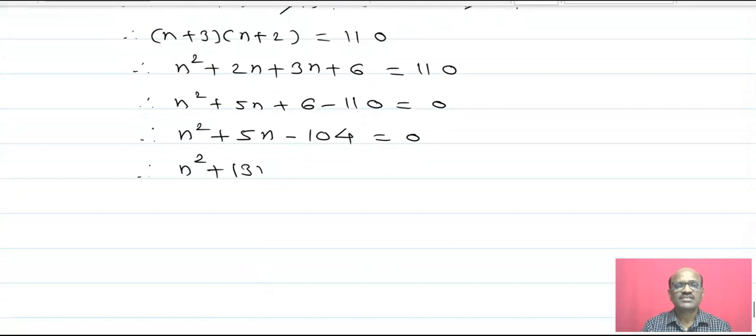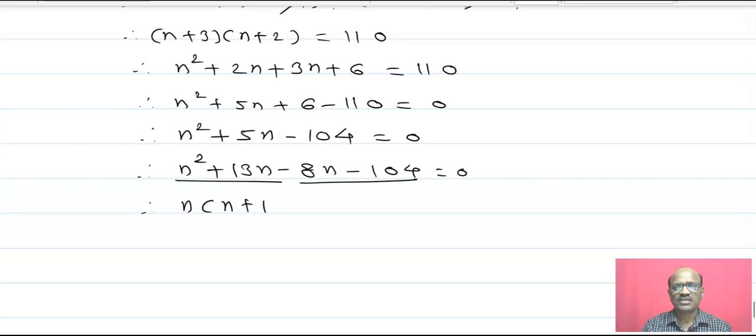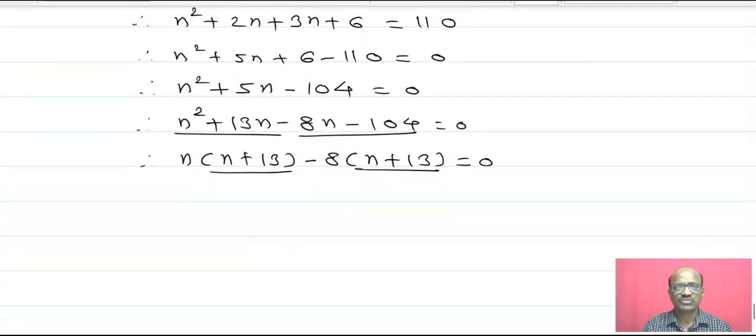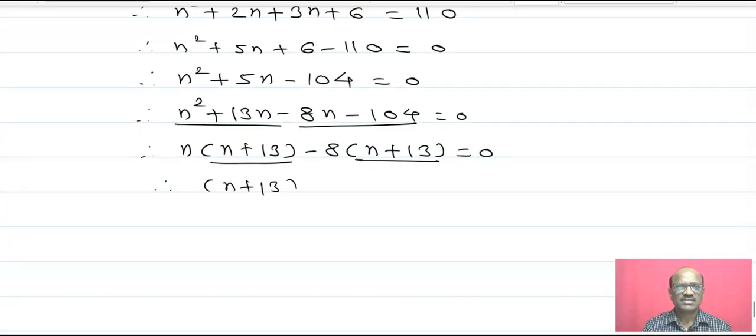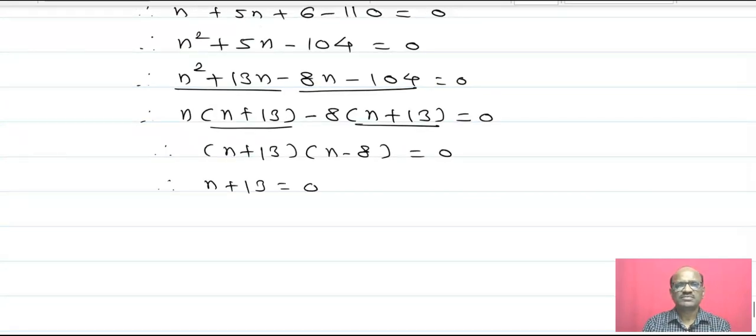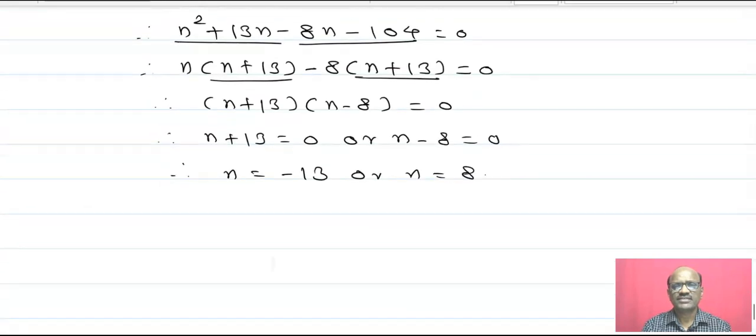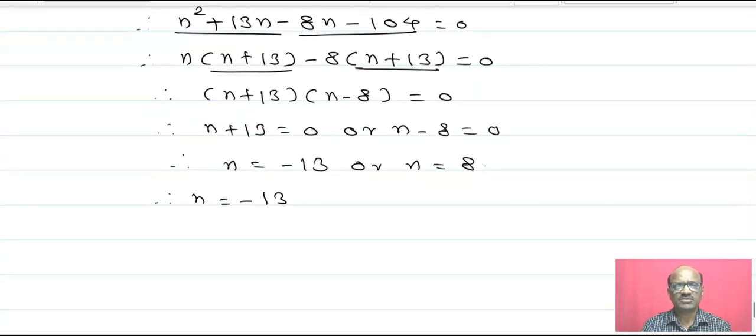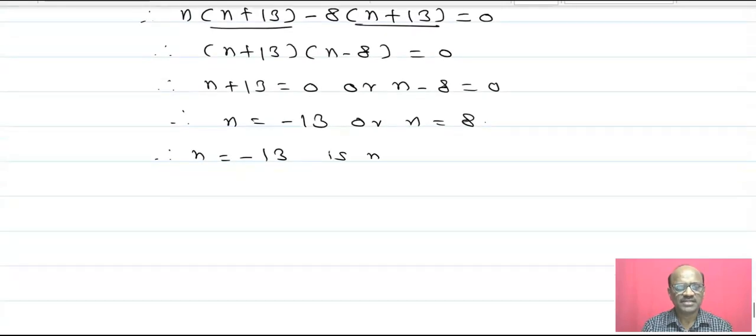Now we can factorize this quadratic equation. n square plus 13n minus 8n minus 104 is equal to 0. Now take n as common. Then n plus 13 minus 8 as common, n plus 13. This gives n plus 13 equal to 0 and n minus 8 is equal to 0. Therefore, you will get n is equal to minus 13 or n is equal to 8. Therefore, n is equal to minus 13 is not possible because it is not a natural number. Therefore, we take the value of n is equal to 8.